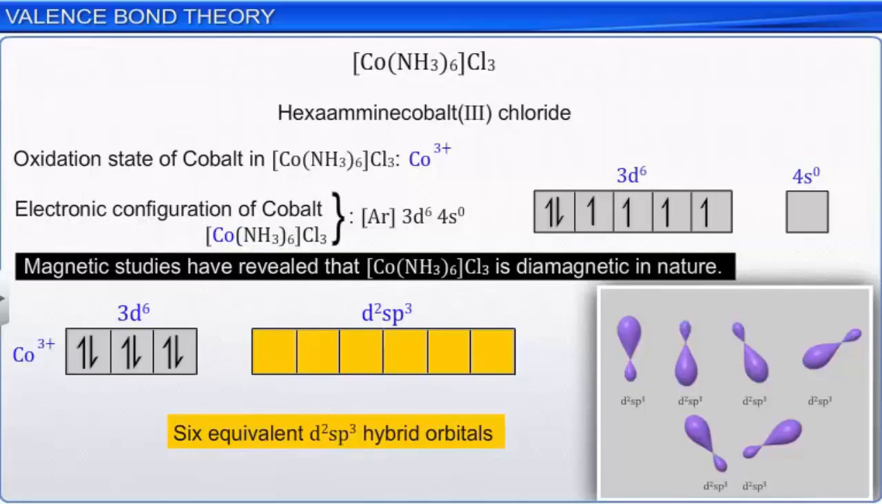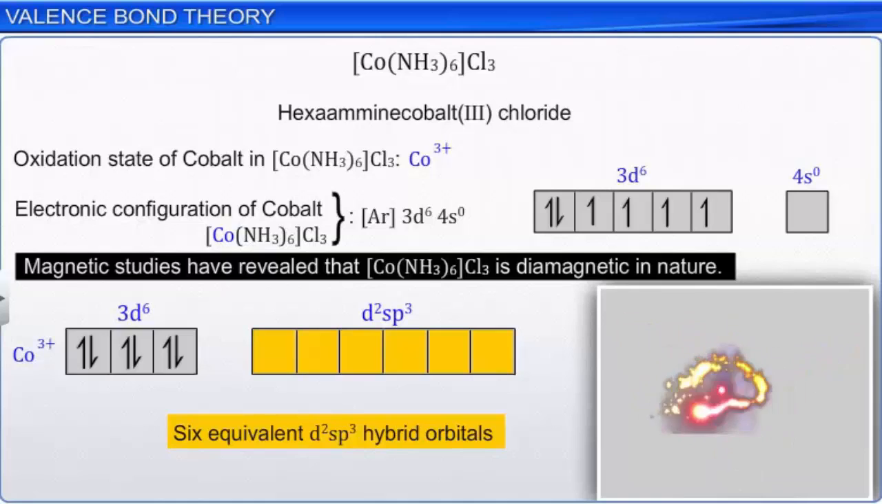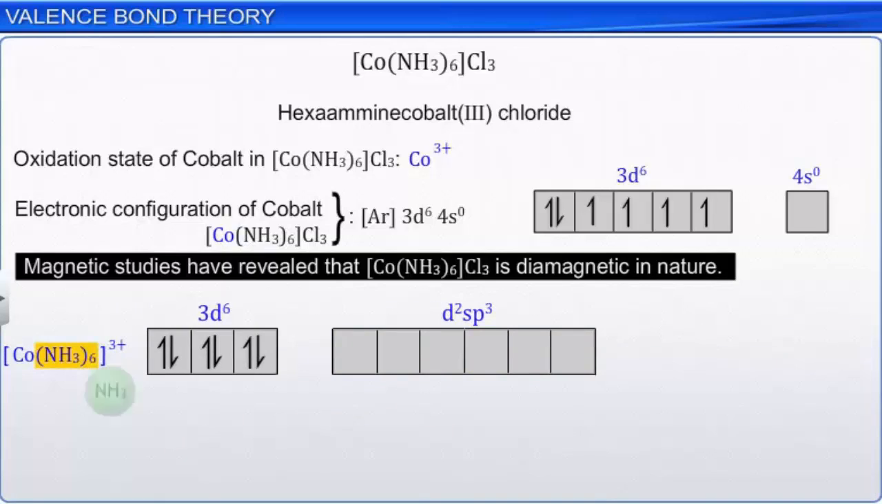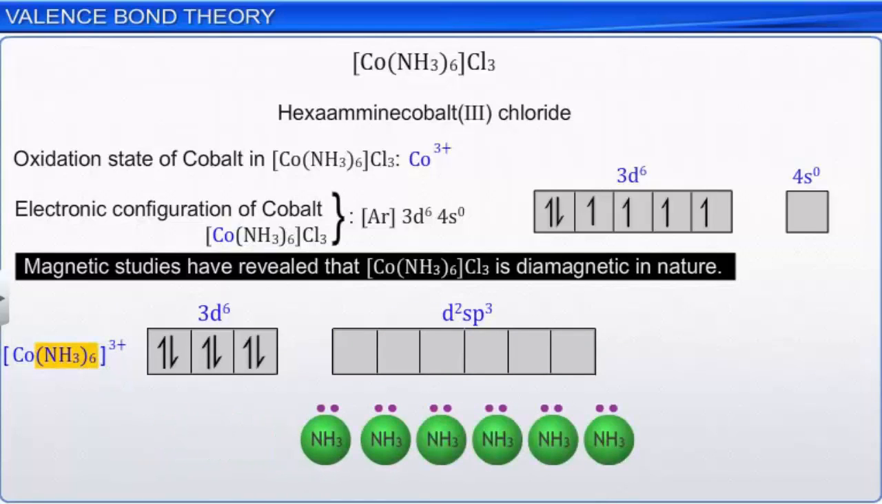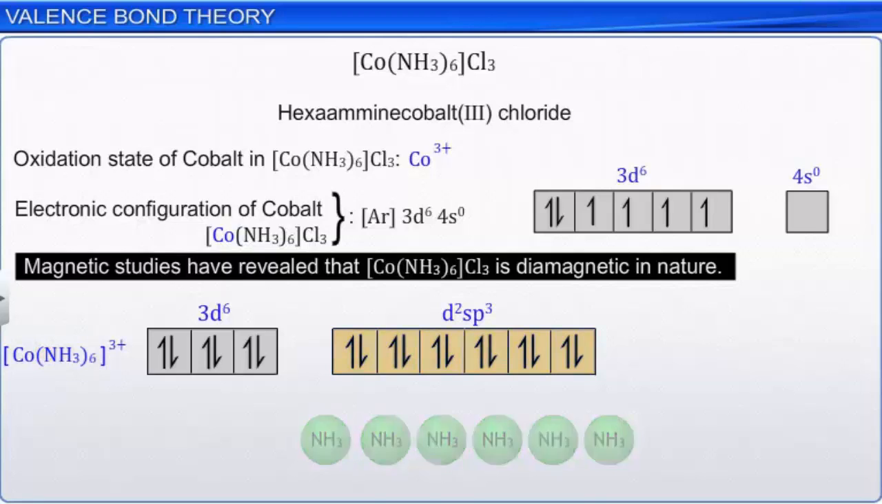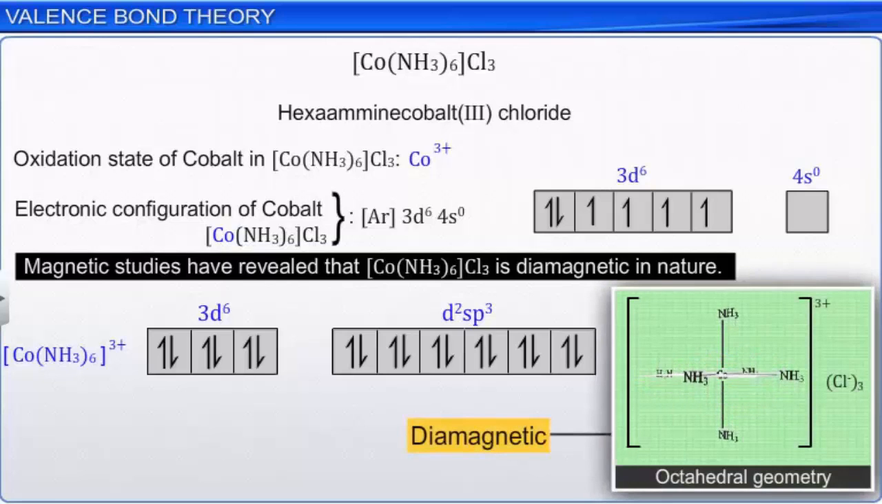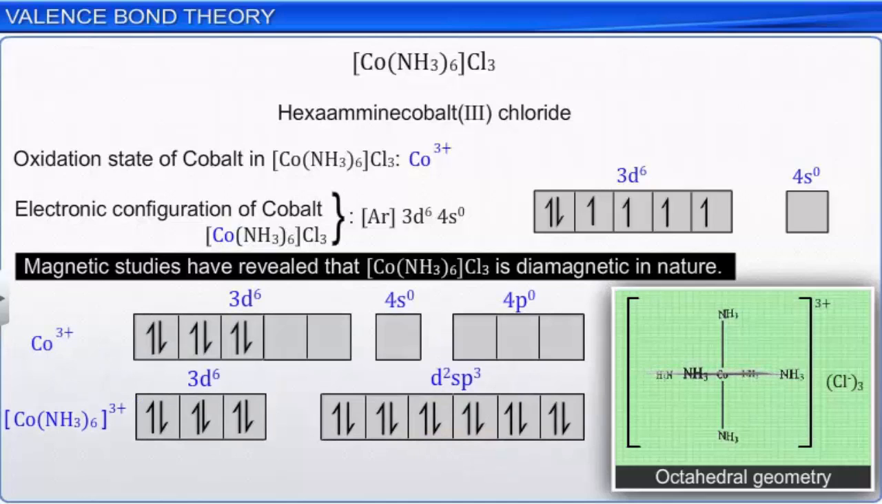The 6 pairs of electrons donated by the 6 ammonia ligands occupy the 6 hybrid orbitals. You can see that there are no unpaired electrons left in the metal ion. Thus, the complex is diamagnetic and has octahedral geometry. As you can see, the metal ion has utilized its inner 3d orbitals for the formation of the complex. Hence, this complex can be called an inner orbital or low spin or spin paired complex.